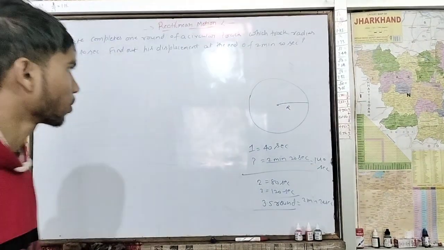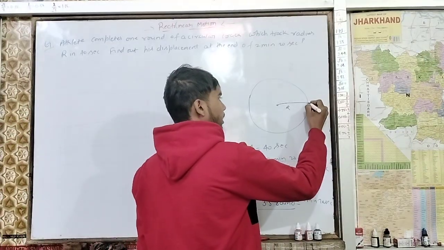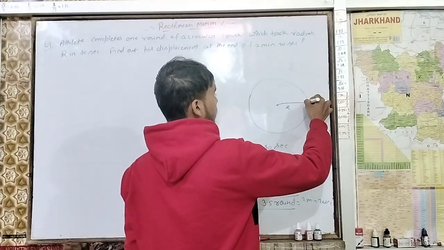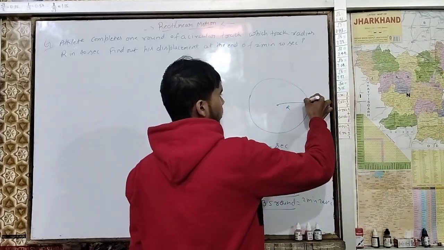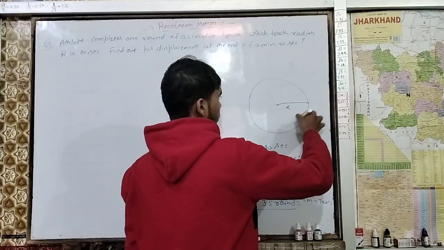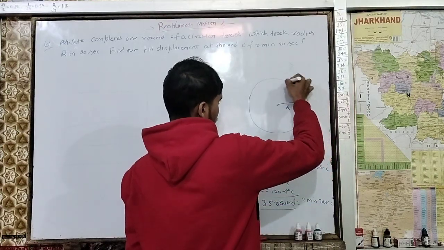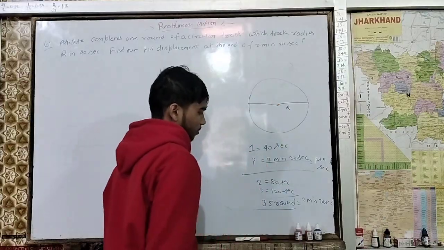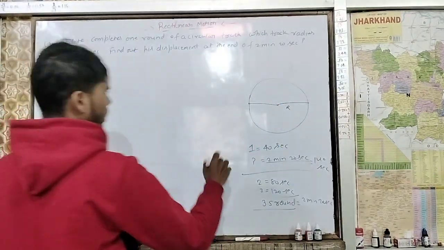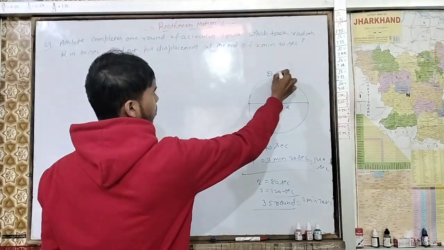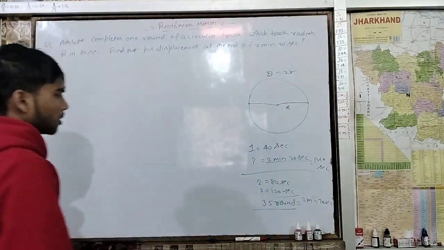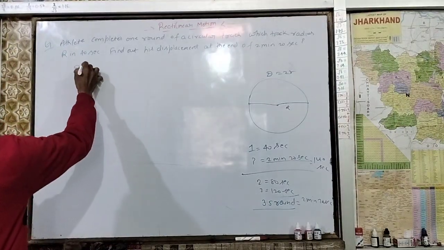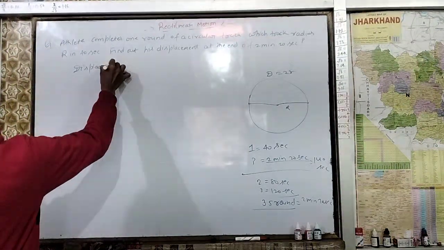How? You can see. He will start from here like this, one round, then second circle, then third circle, and half. So half, he will come over here. So it is showing a diameter. Either you can say D or 2R, both are equal. D is equal to 2R. So here displacement would be our 2R.